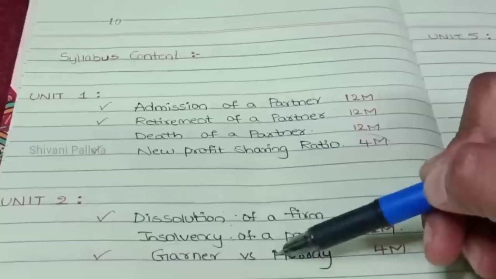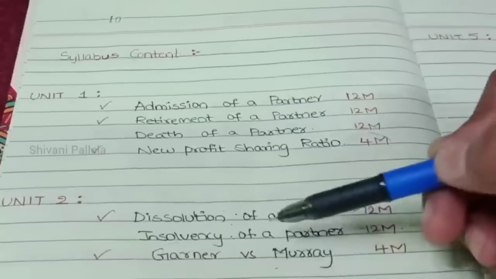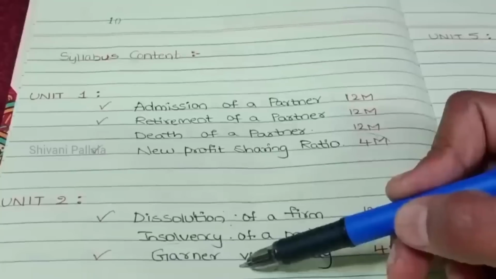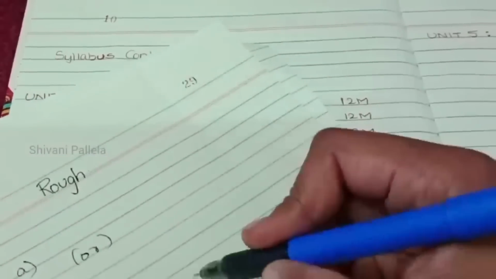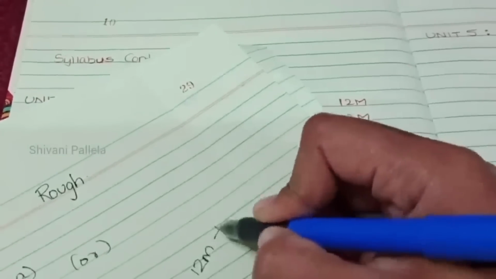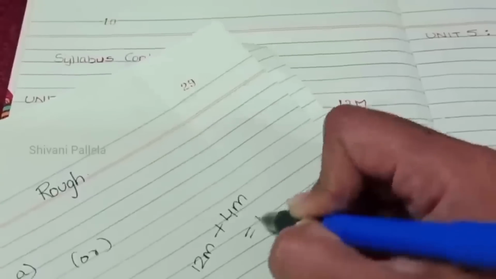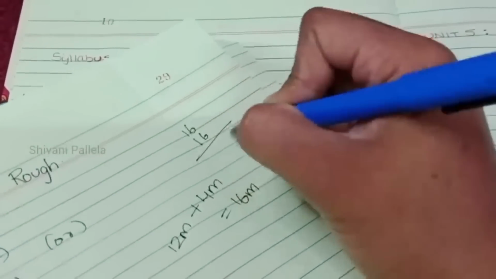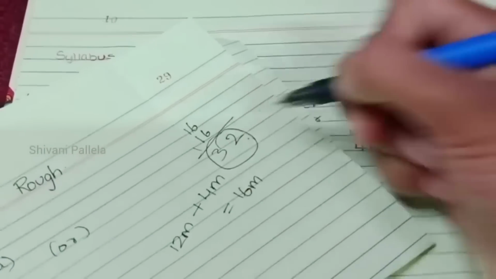I will discuss this in the next video. From unit number 2, if you learn dissolution of a firm and Garner versus Murray, then you can attempt a 12 marks question and one short question, which is 16 marks. Here only you are getting first unit 16, second unit 16, so 32 marks you are attempting here.